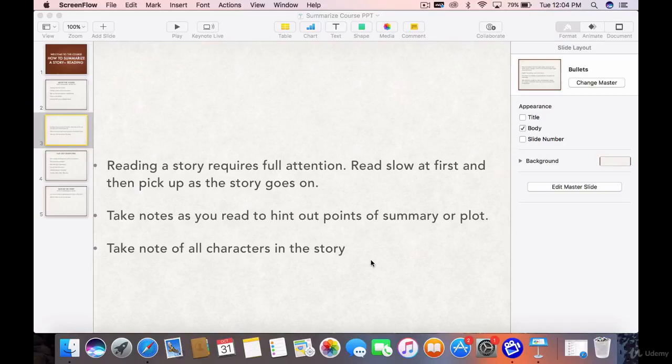The last thing is you take note of all the characters in the story. You do this by jotting down their names, where they live, what they're doing, what their strengths are, what their weaknesses are, and so on. And you give a brief picture of all the characters in the story and who they are and what they do.